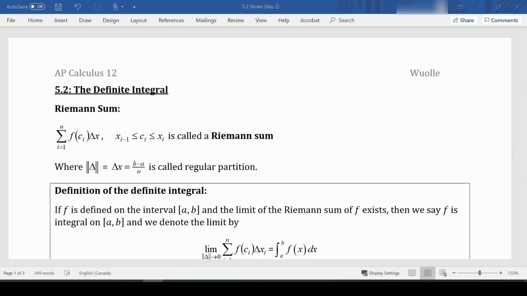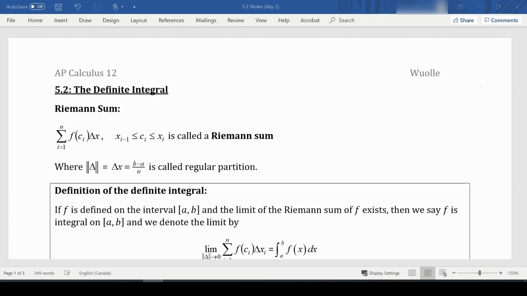Hello and welcome to lesson 2 of this chapter, which is 5.2, the definite integral. So last lesson we talked about finding the area under curves by breaking up the area into a bunch of smaller rectangles. What we're going to be looking at now is what happens if the number of rectangles approaches infinity, or if the width of the rectangles approaches 0. How will that affect the area?